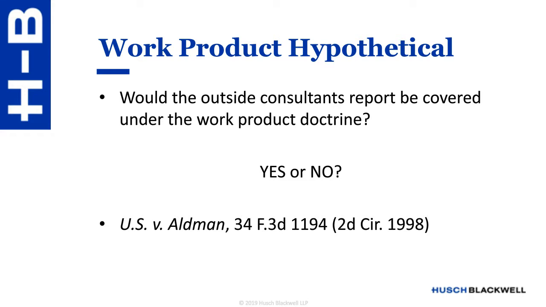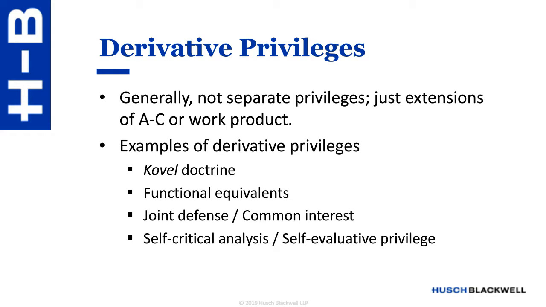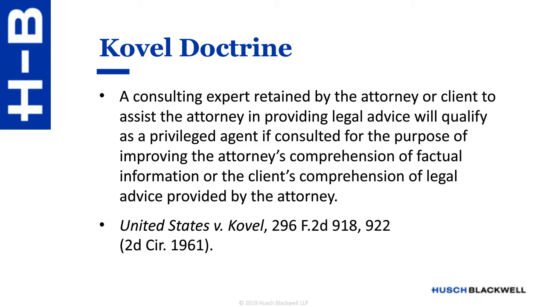Now we'll discuss derivative privileges, which are not separate privileges, but rather an extension of the attorney-client or the work product doctrine. I'll start off by discussing the Kovel doctrine, which again is not a privilege in and of itself, but rather a derivative privilege. As I mentioned earlier, in addition to clients and lawyers, the definition of privileged persons covered under the attorney-client privilege may also include agents of the client and agents of the lawyer who assist in the representation. So the Kovel doctrine describes the parameters for the extension of the attorney-client privilege to non-attorney third parties.